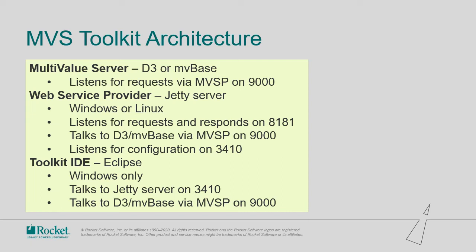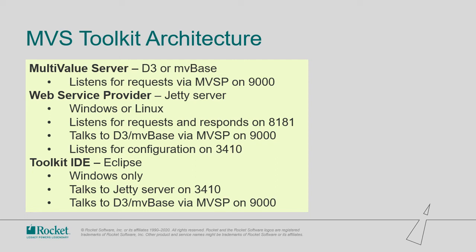The second component is the web service provider, a small Jetty web server that acts as a middleman between D3 and the outside world. It listens for requests on TCP port 8181 by default and listens for configuration data on TCP port 3410 by default. It can be installed on Windows or Linux, but not AIX. This server does not need to be installed on the same server as D3, but it can and usually does reside on the D3 server, except of course for D3 AIX. For the purposes of this tutorial, we'll call this the Toolkit server.